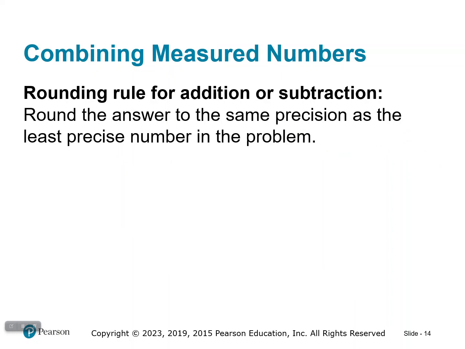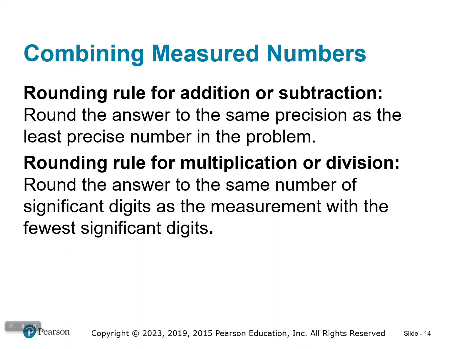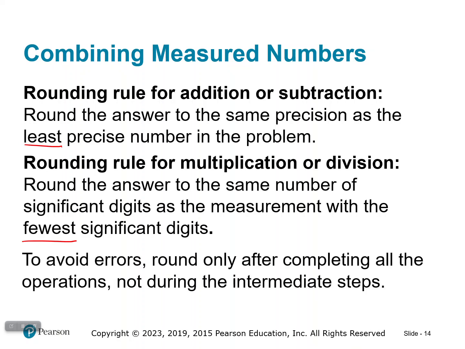So, the rounding rule for addition and subtraction: when you are adding or subtracting amounts, use the same precision as the least precise number in the problem. If you're rounding for multiplication or division, round the answer to the same number of significant digits as the measurement with the fewest. Always, we go with the least precise measurements, the fewest significant digits.